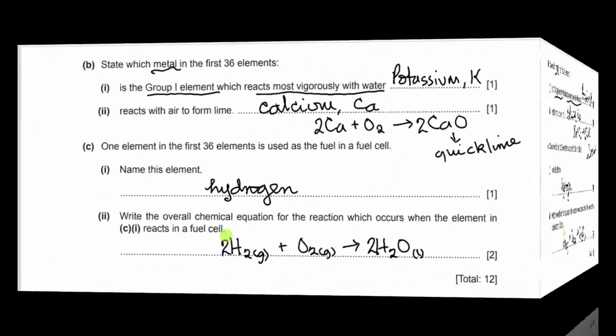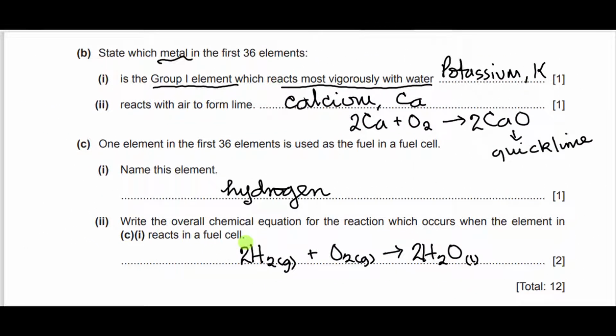That is it. That brings us to the end of the solution to question 1 of the October-November 2019 Cambridge IGCSE Chemistry Paper 4.